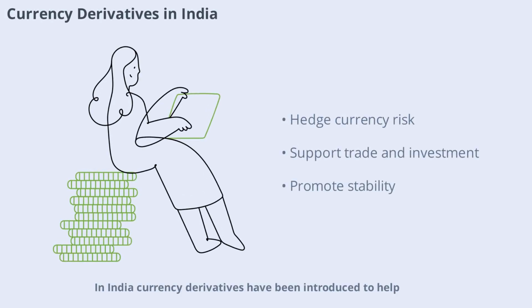In India, currency derivatives have been introduced to help both residents and non-residents hedge against currency risk. These instruments are especially important given the volatility in exchange rates and the growth in cross-border trade and investment. Currency futures and options provide price transparency, eliminate counterparty risk, and are accessible to a wide range of participants, supporting economic stability and growth.